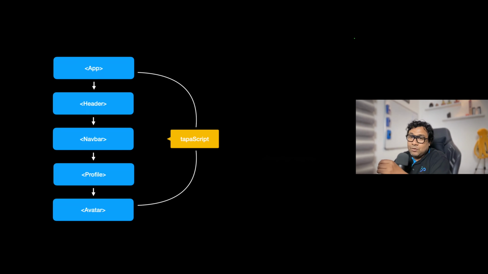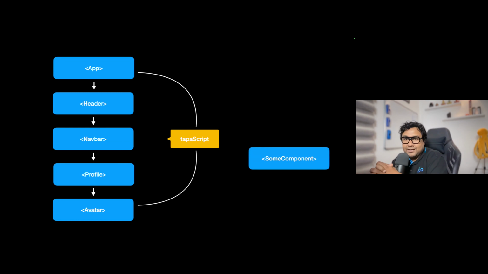What if there is a component which is not part of the hierarchy? Now still that component might need the same information that the other components in your hierarchy are getting. So in that case, props are definitely going to be a very challenging solution. That's where context comes into the picture.